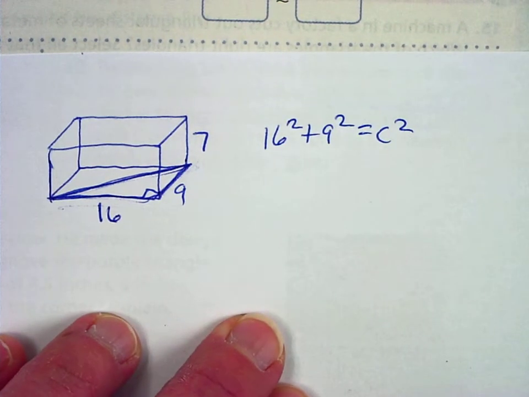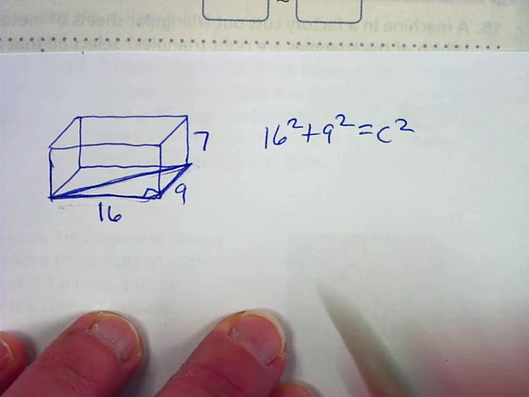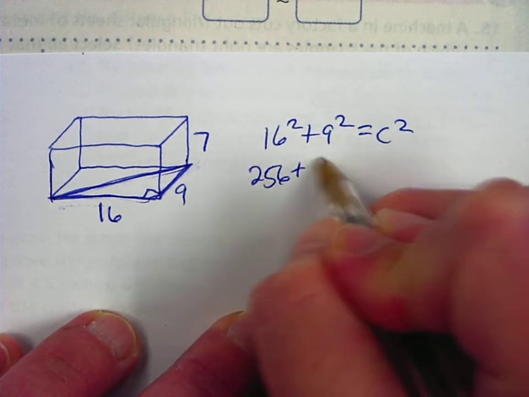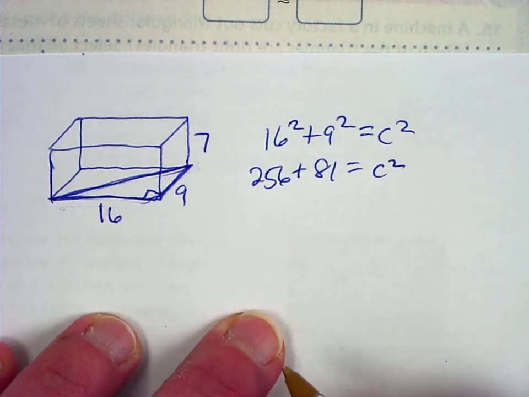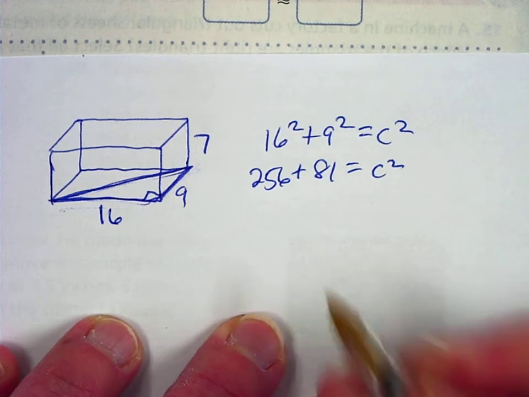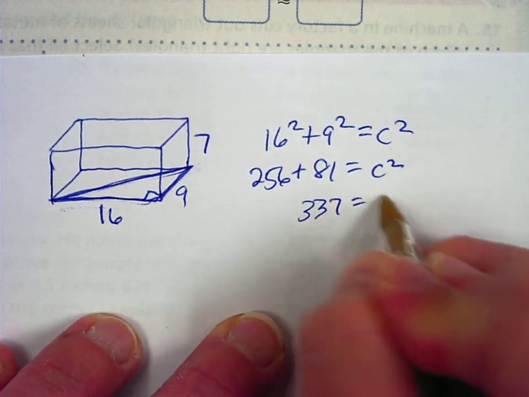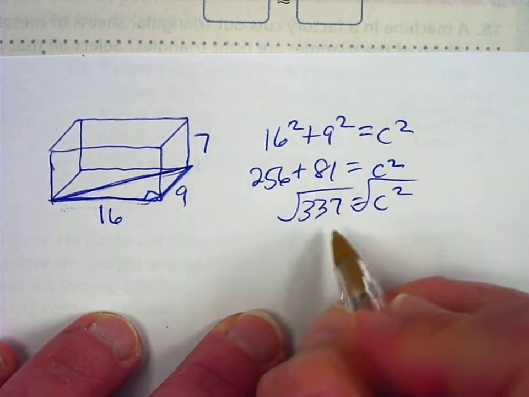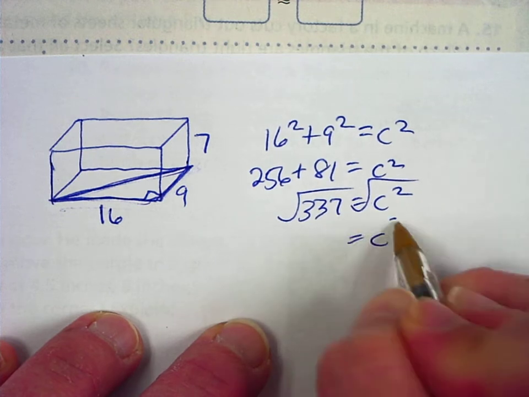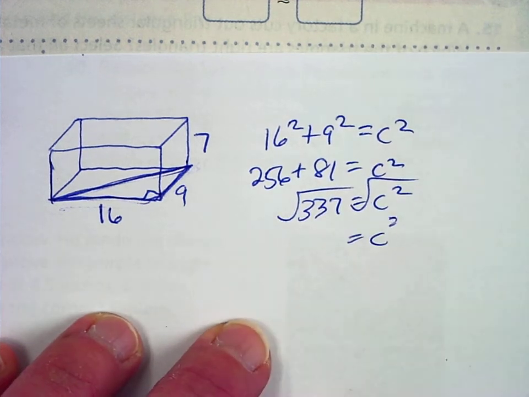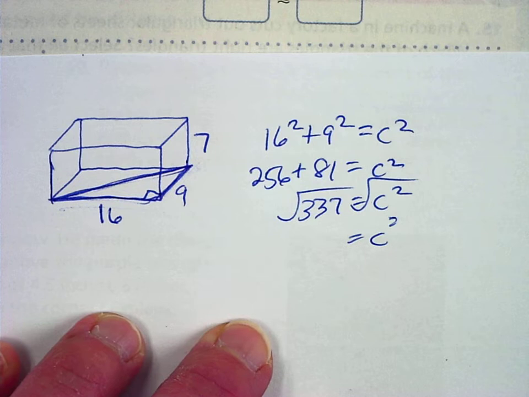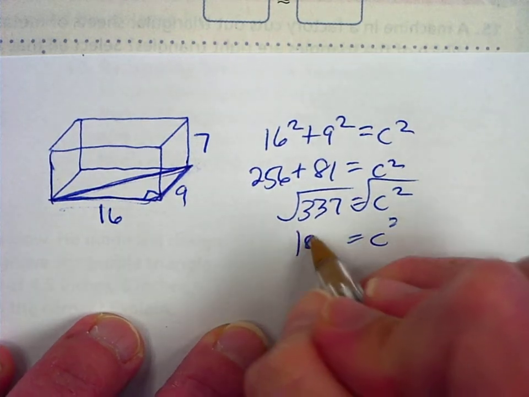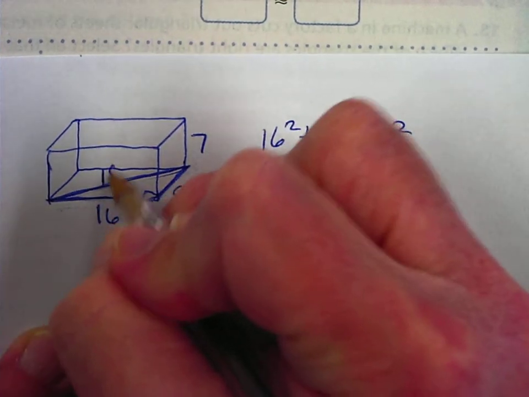Okay, so 16 times 16 is 256. 9 times 9 is 81. Let's add these two together because they're on the same side. So that's 337. And then we're going to square root both sides. So the square root of 337 is 18.4. So this is 18.4 now.